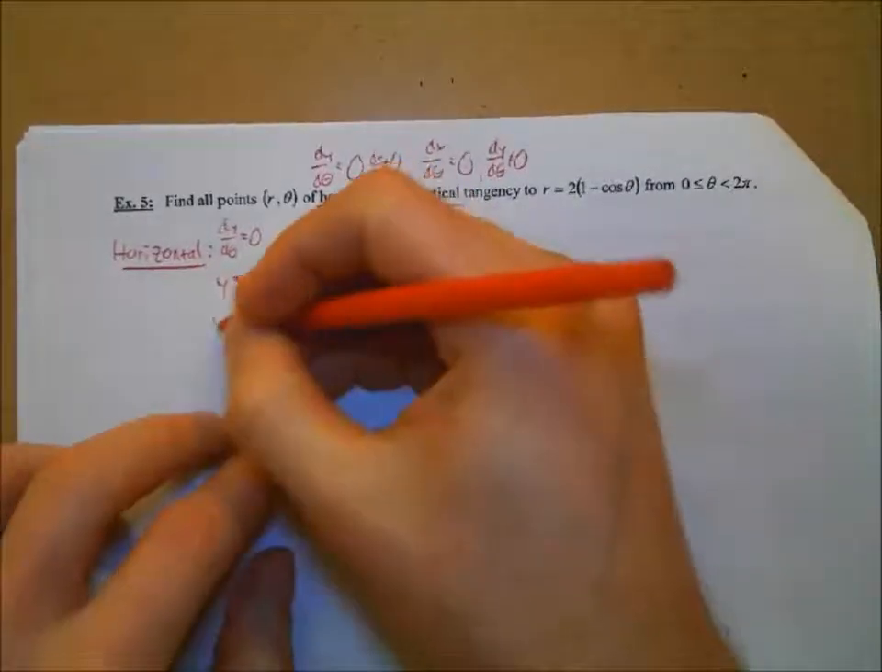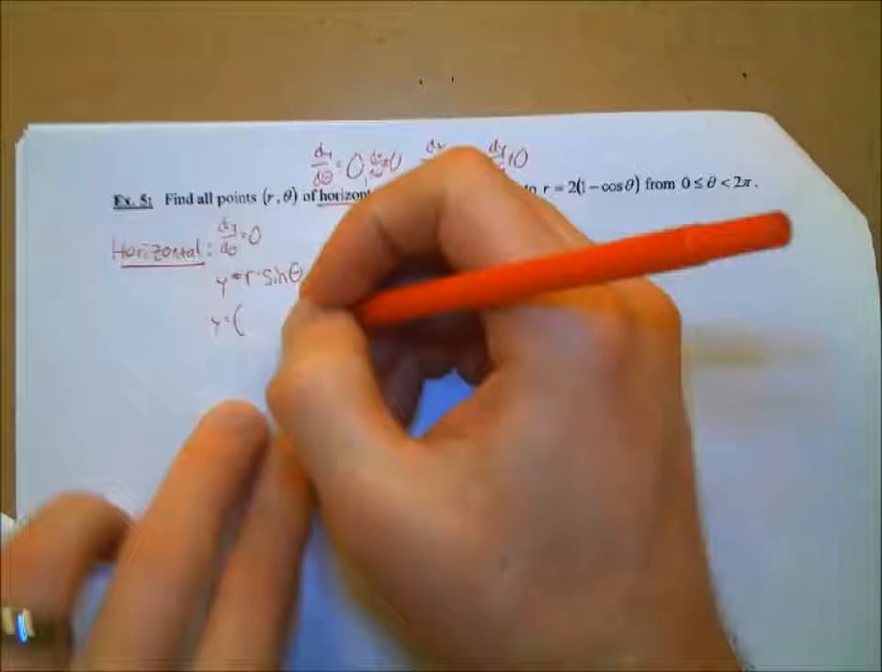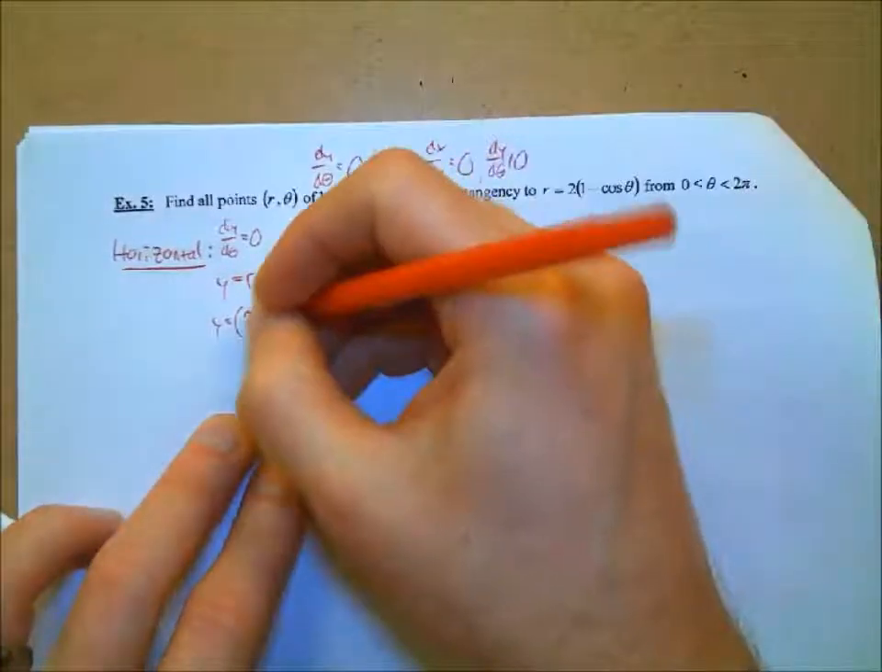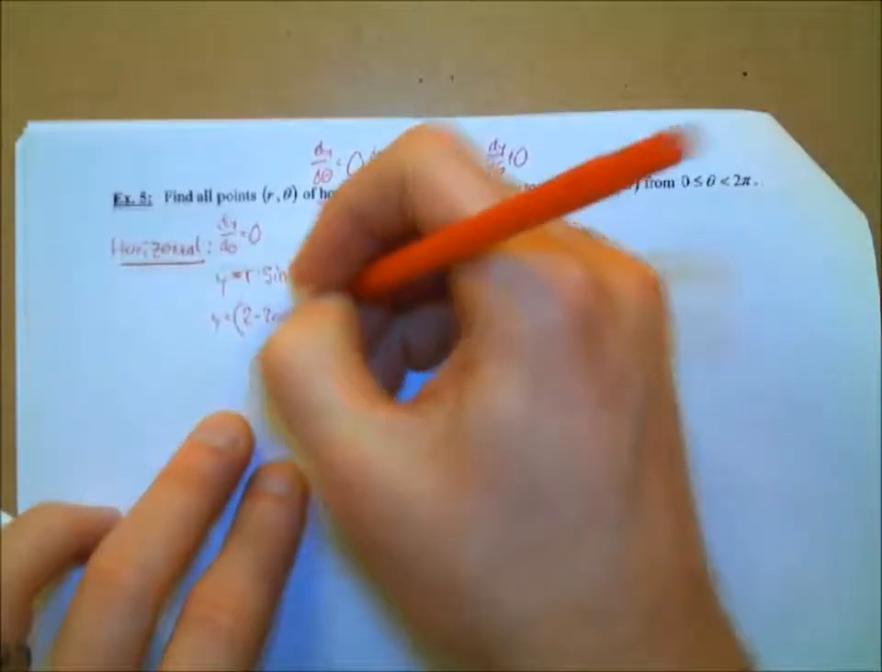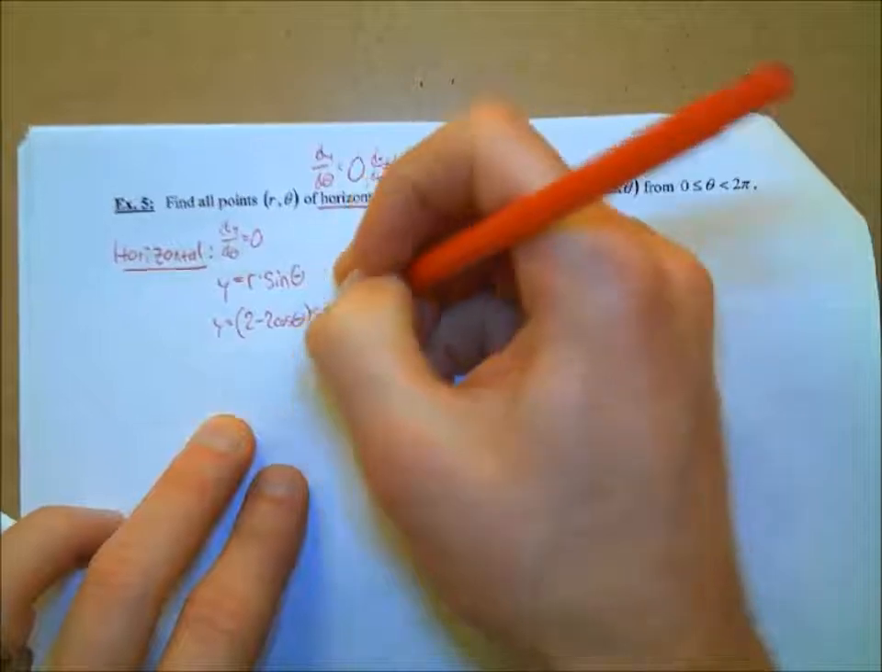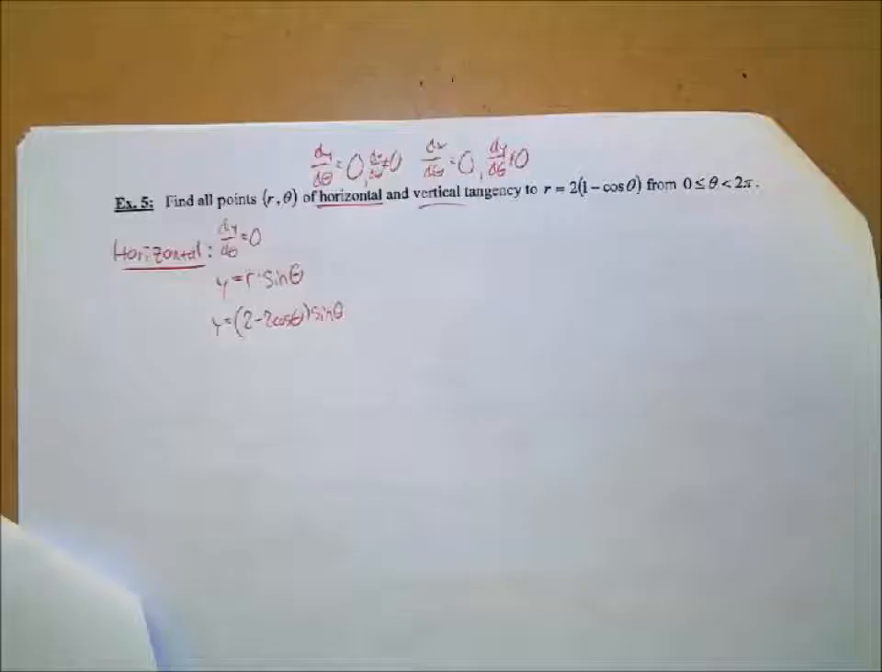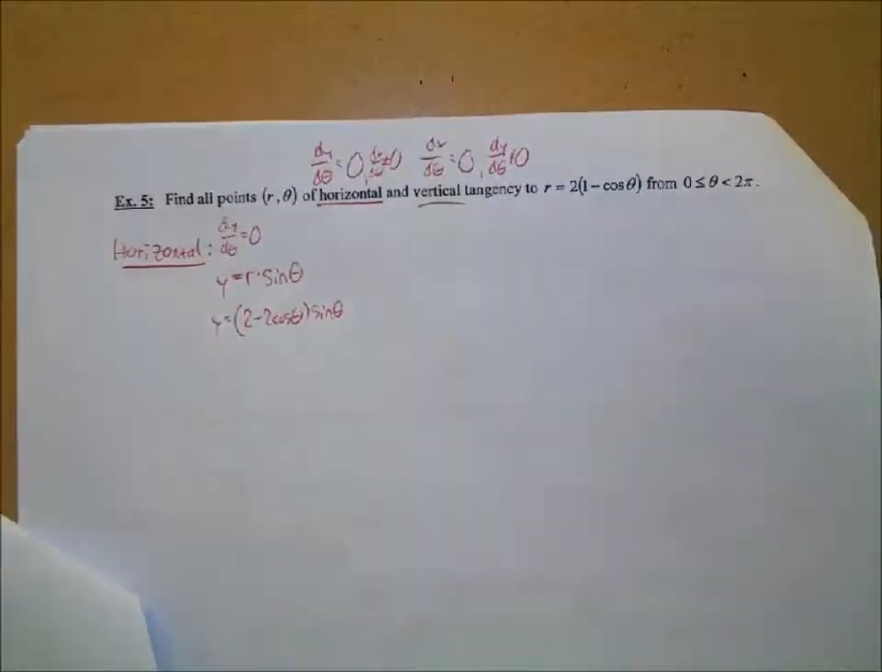So we'll just substitute in for r here. And I'm going to go ahead and distribute that 2 and make it 2 minus 2 cosine theta, and then times the sine theta. I think I'll just make it a little bit easier for ourselves. Okay. And now that we have y in terms of theta, what can we do? Or what should we do now?